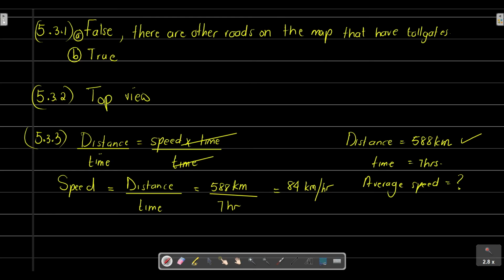So it's very important that you write the units, because when you write the units, then you see that it's just kilometers per hour. If you didn't write those units, some were probably going to say that it's just 84. 84 what? Kilometers per hour. Okay, right. So that is the answer for question 5.3.3.